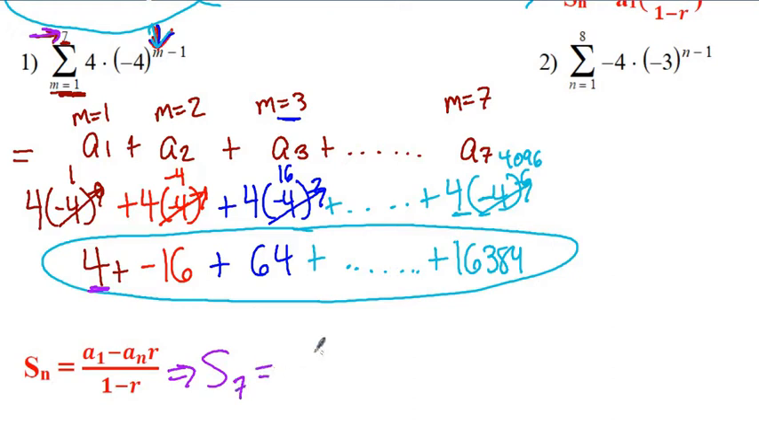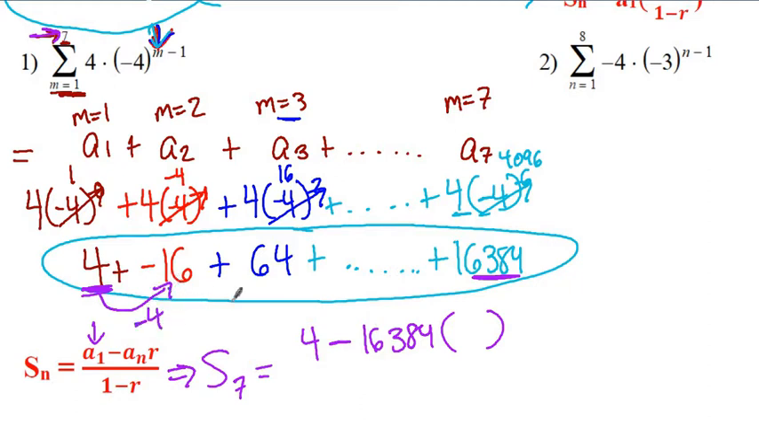So S of 7 equals a sub 1, and that is this number, that's 4, minus a sub n, which means the last term, and we found out that the last term is 16,384, times r. Now the question is, how can you find r? Well, I told you there'd be a shortcut. If you look at this, what times 4 is negative 16? That would be times negative 4. Negative 16 times negative 4 is also 64.